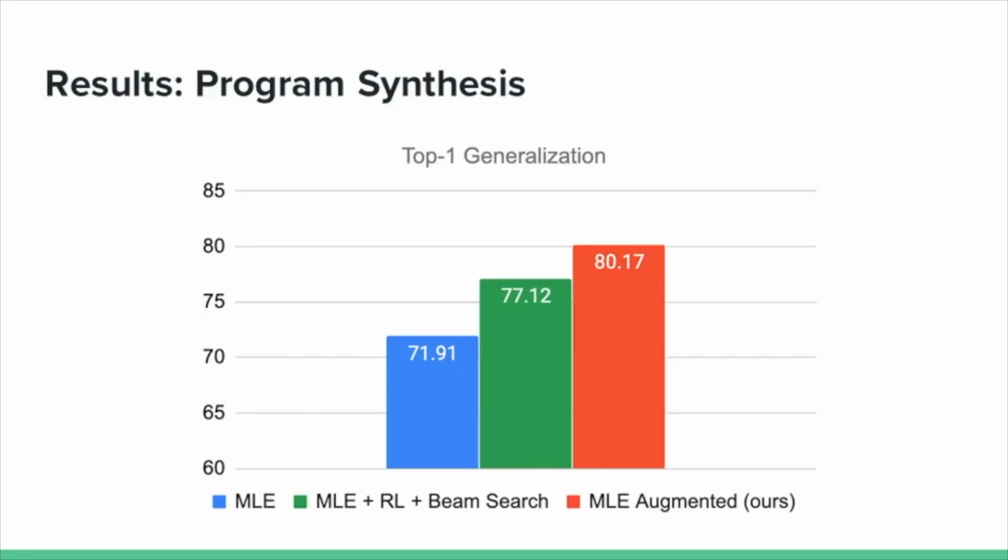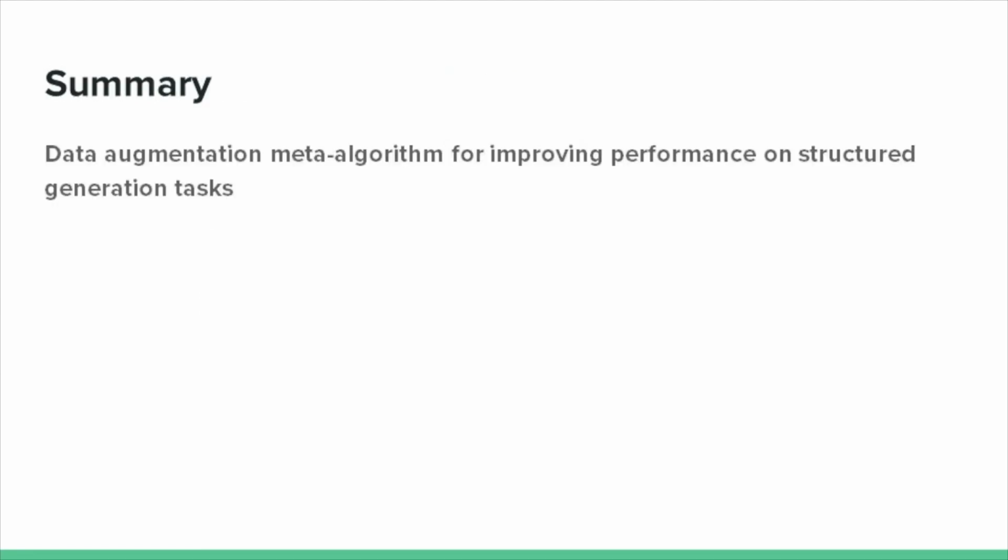So here are the results again. Our metric is top 1 generalization, which just checks if the first output program is correct based on whether it passes the held-out test cases. So we use a baseline architecture from prior work labeled MLE here, and just reproducing the results slide from before, we see that our augmentation in red outperforms not only this baseline in blue, but also the strong reinforcement learning baseline in green. Okay, great.